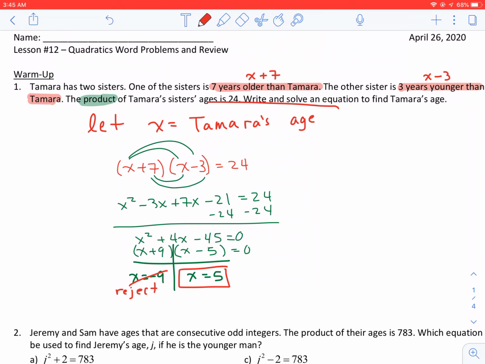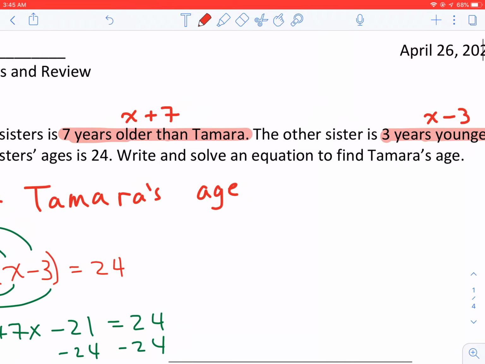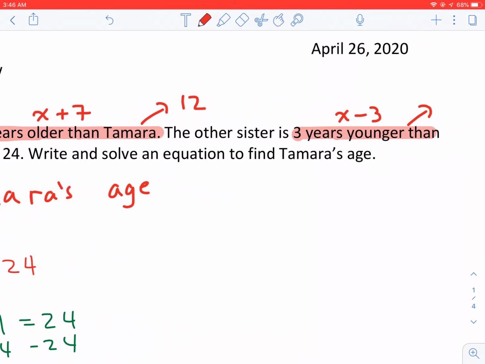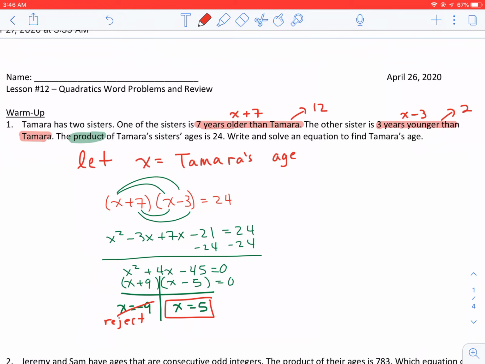Because I already said let x equal Tamara's age, I can just say x equals 5. Tamara is 5 years old. Make sure you answer the question. This question could have asked how old is the older sister or the younger sister, in which case you just plug in 5 for x. The older sister is 12 years old, and the younger sister is 5 minus 3, or 2 years old. But they didn't ask that; that is just in case. And we do see that the product of the sisters' ages, 12 times 2, is 24.